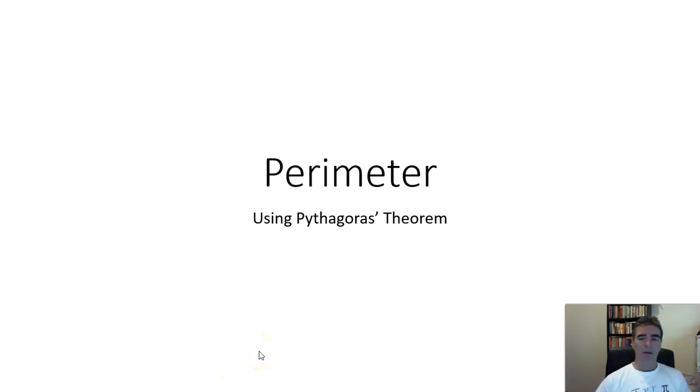Today we're going to have a look at finding the perimeter of some figures where there's some right angle triangle parts in there. And so we're going to use Pythagoras' Theorem to help us find any of the missing sides.